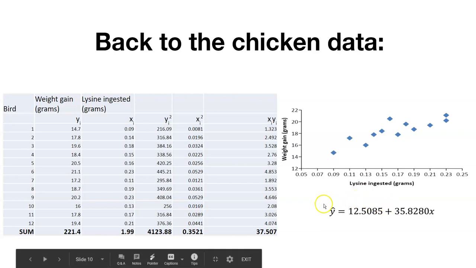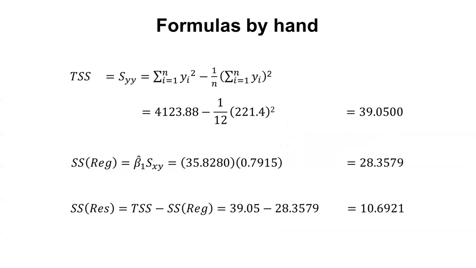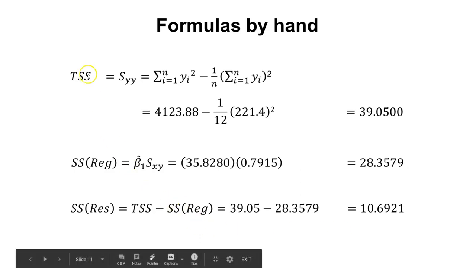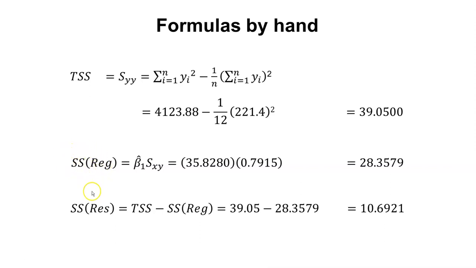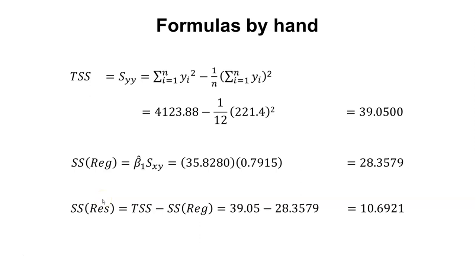And so we conducted a simple linear regression and found the slope of the line to be 35.8 and the intercept to be 12.5. And so we could go back and make predictions if we wanted to based on this regression formula. We could calculate all those formulas out by hand. That is, we would calculate the total sums of squares, the regression sums of squares, and the residual sums of squares. And so if we did that for all of the data that we have for the chicken and lysine, we would come out with these values for the total sums of squares, regression sums of squares, and residual sums of squares.